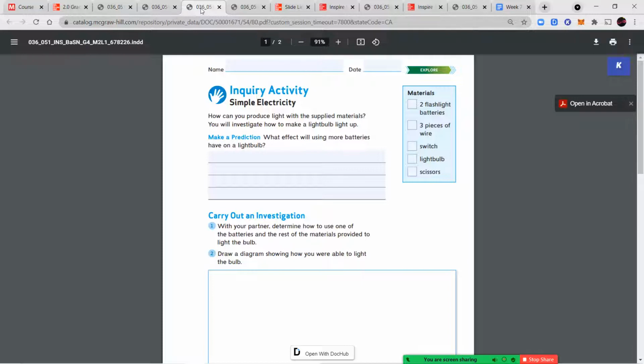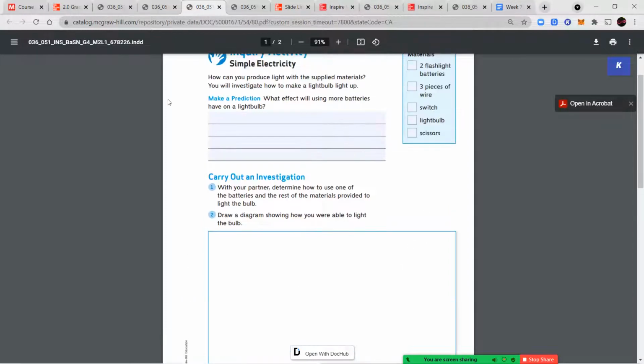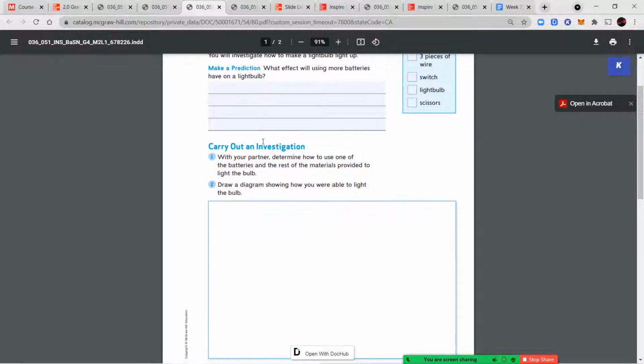Once completed, we're going to hop over to our next set of pages, and we're going to have an inquiry activity called Simple Electricity. So we're going to investigate the very basics of electricity, and you're going to see the effect of using more than one battery to make a light bulb light up. Now make sure that when you're making your drawing that you try and make it as accurate as possible. Make sure you label all of the parts of your diagram, after, of course, you've written out your prediction. So for your prediction here, you need to predict what effect using more than one battery will have on a light bulb.